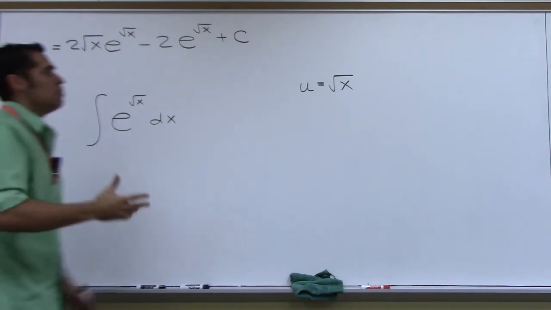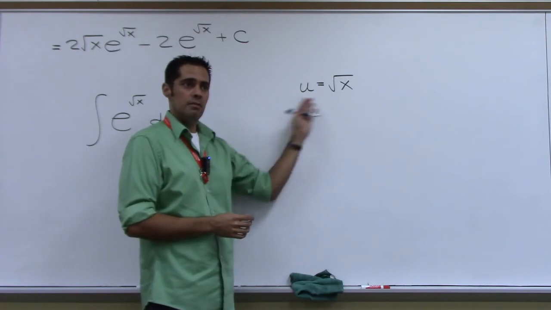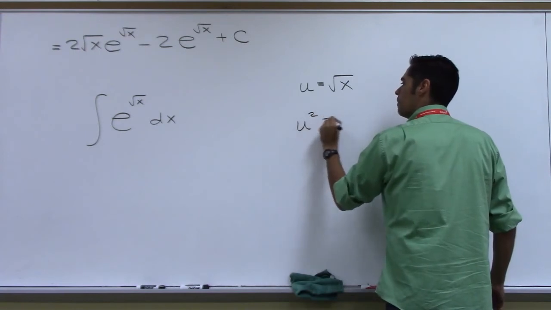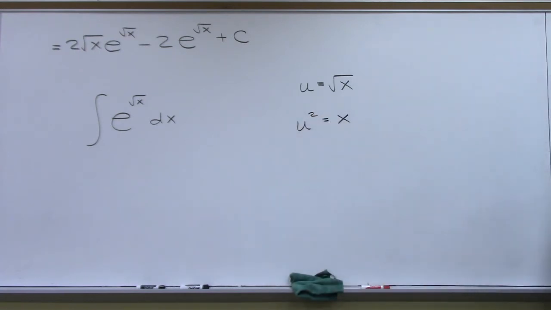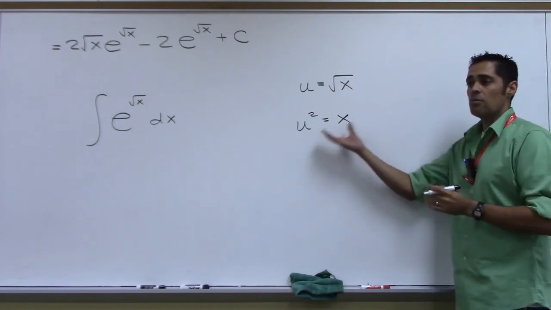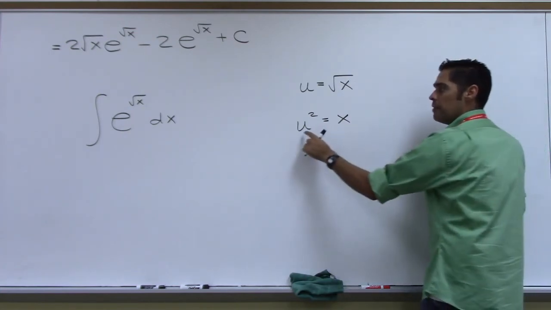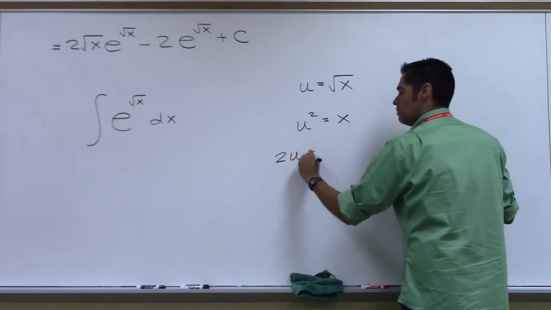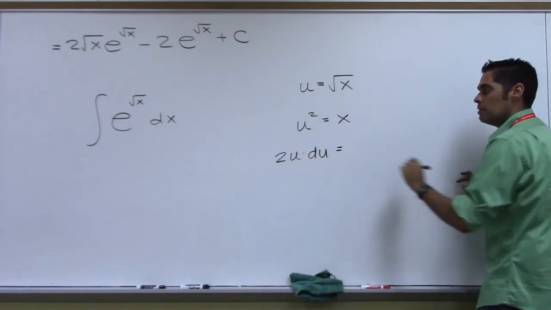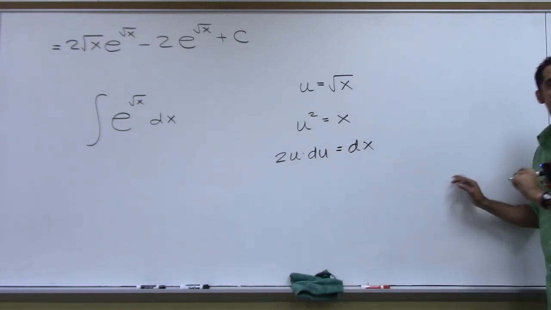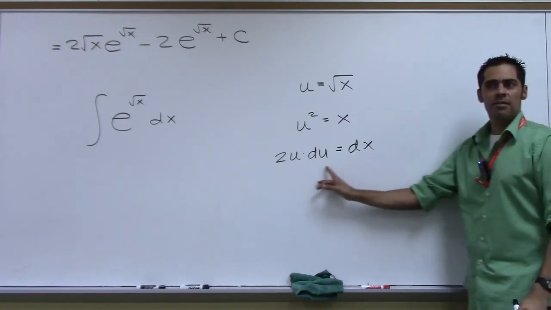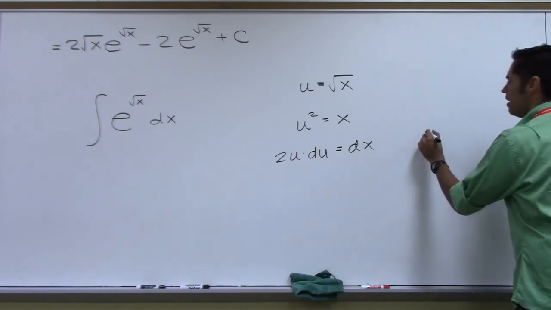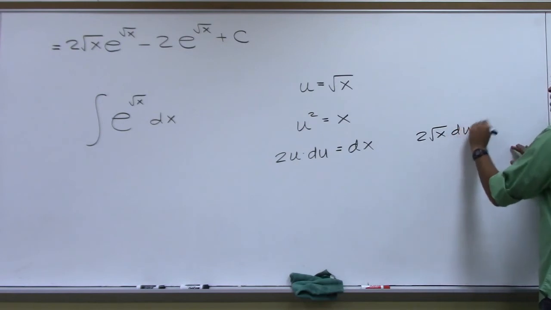Normally what we would do here is just take the derivative of both sides, wouldn't we? Just tell me if you agree. Is this true? Just square both sides. Now what I'd like for you to do is take the derivative implicitly. So what's the derivative of u squared? 2u times the derivative of u, right? What's the derivative of x? dx. Now go back in your notes. Didn't I write this line down somewhere? We actually had this: 2 root x du equals dx.